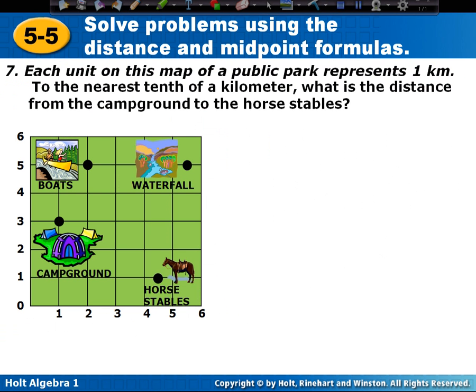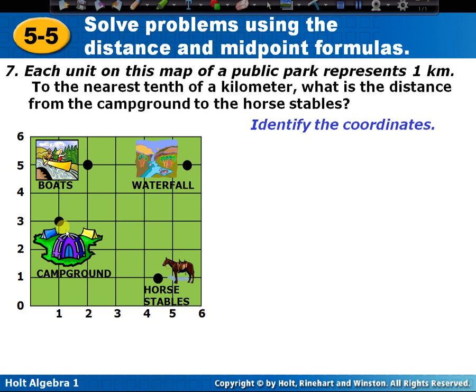All right, number 7 says each unit on this map of a public park represents 1 kilometer. To the nearest tenth of a kilometer, what is the distance from the campground to the horse stables? So here's my campground, and here's my horse stables. I need to know how far it is from the campground to the horse stables. So they're asking me for the distance. I'm going to use the distance formula, but I have to pick out my points first. So we're going to identify the coordinates.